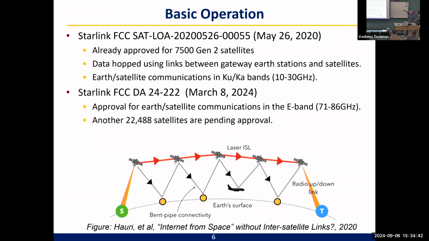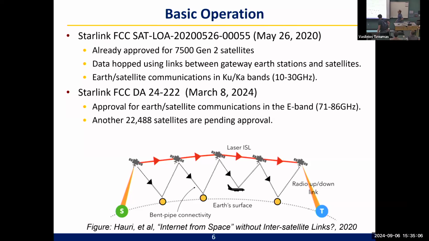So you can find all these documents. The FCC is the commission in the US that regulates communications on the Earth, terrestrial communications, which also includes communications from the ground up to satellites. So Starlink has a whole bunch of FCC filings of what they want to do. Back in 2020, they filed one that said, we're approved for 7,500 satellites.